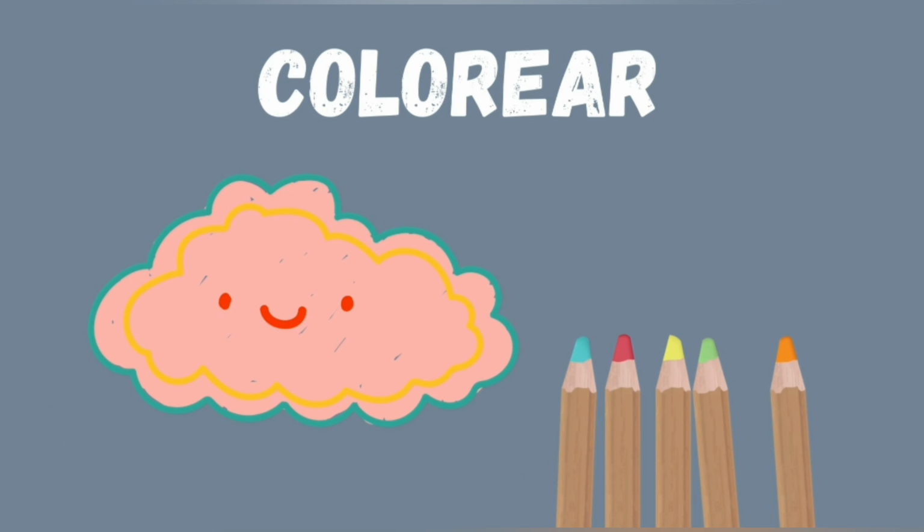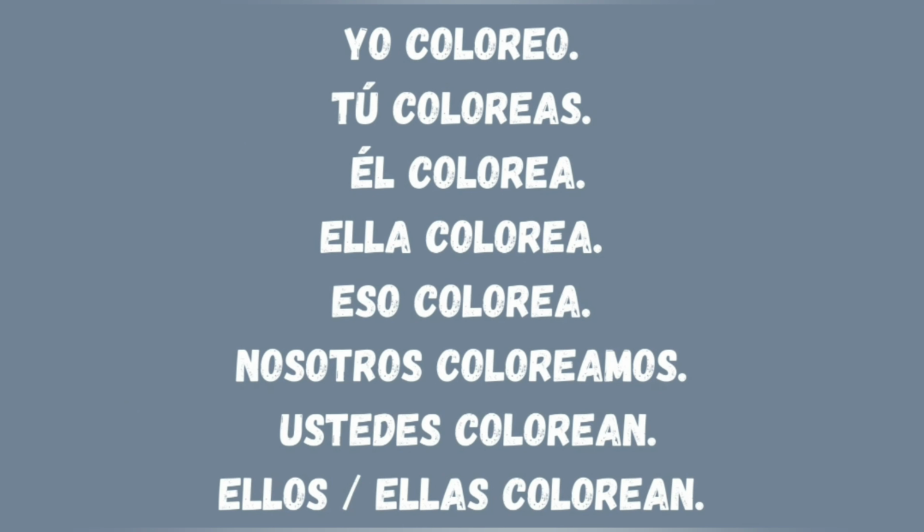Now the next verb we have is to color something, colorear in Spanish, okay? And we're going to conjugate this verb in this form. We have yo coloreo, tú coloreas, él colorea, ella colorea, eso colorea, nosotros coloreamos, ustedes colorean, ellos o ellas colorean.